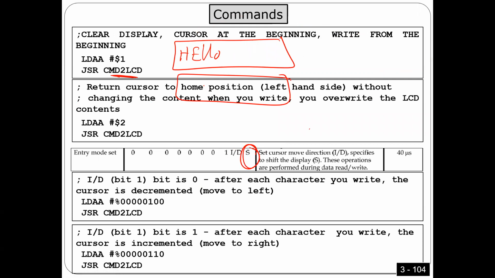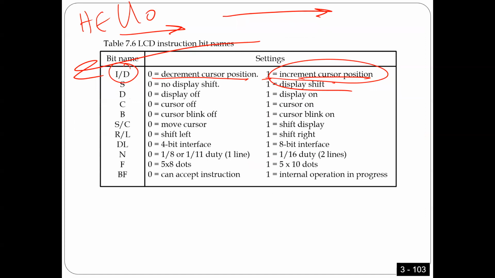So for example, if you shift, you can shift it this way, and then if you write the instruction again, you can shift it more. So like you shift the text. That's what I'm explaining here. So this S, it means no display shift. If you put 1 means display shift. So you want to shift or you don't want to shift.